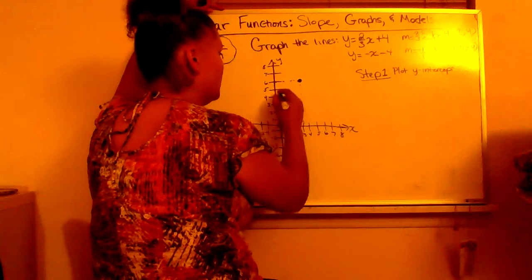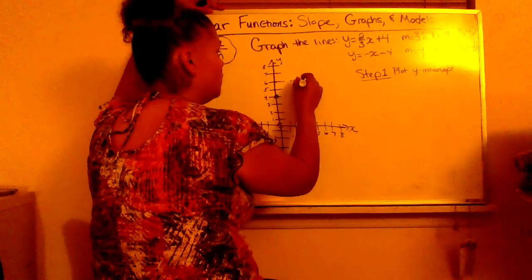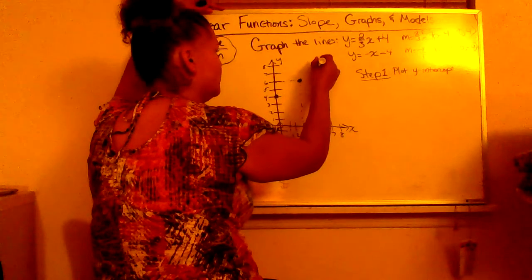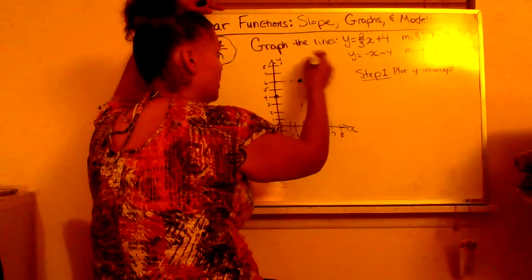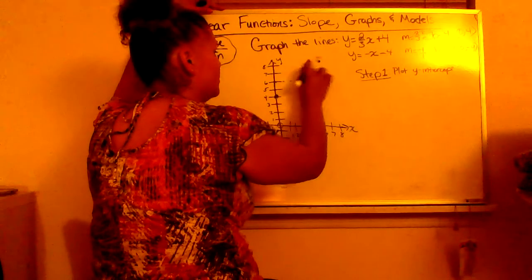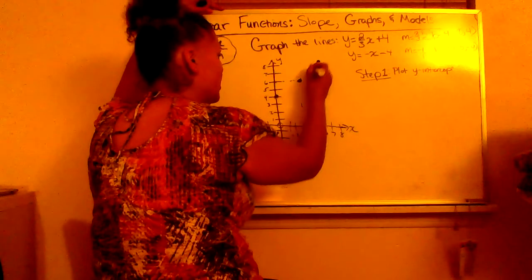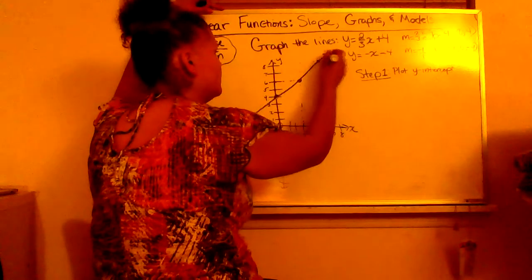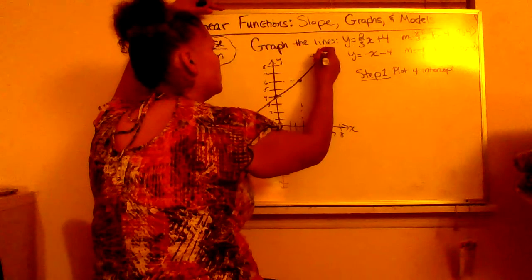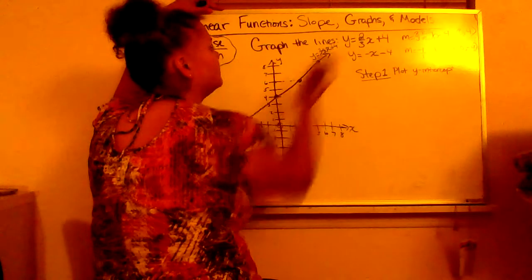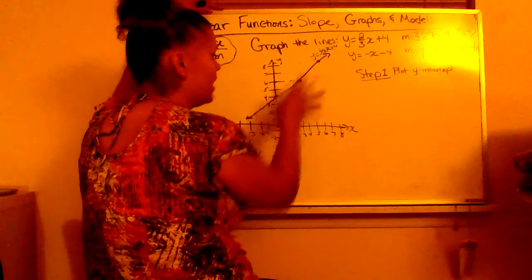Right over 3, good. Now I can do that a few times just to make an extra point. So I go up 2 and right 3 again, and now I have another point there. Now I have 3 points on this line, so I'll connect them. So this is my y equals 2/3 x plus 4 line. Okay, so I label my line, and I have my points.